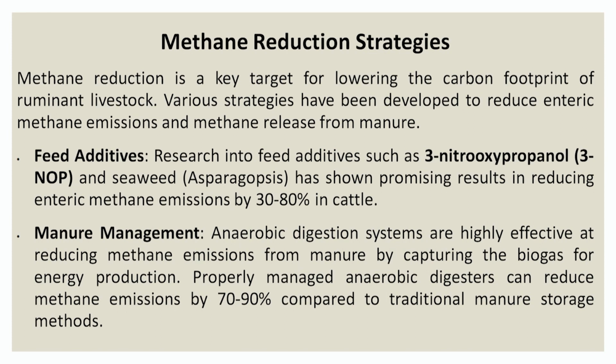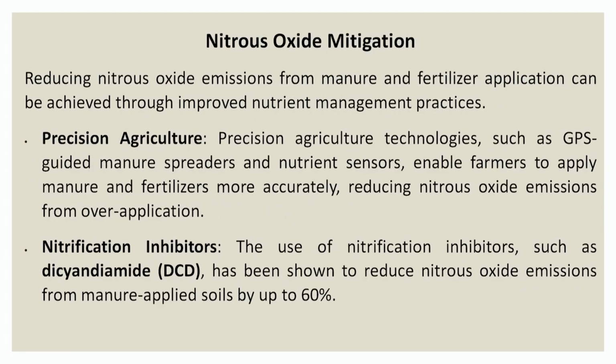Similarly, we can go for manure management. Anaerobic digestion systems are highly effective at reducing methane emissions from manure by capturing the biogas for energy production. Properly managed anaerobic digesters can reduce methane emission by 70 to 90% compared to traditional manure storage methods. Another important thing is waste management: nitrous oxide mitigation.